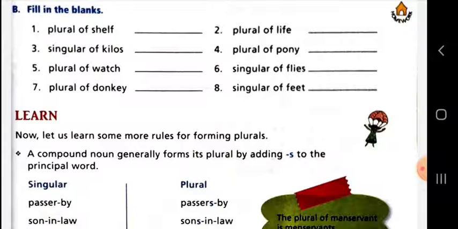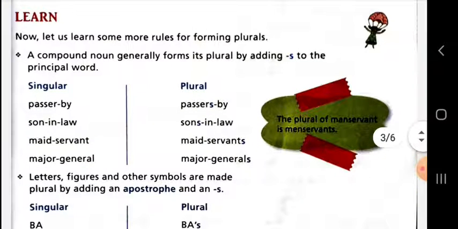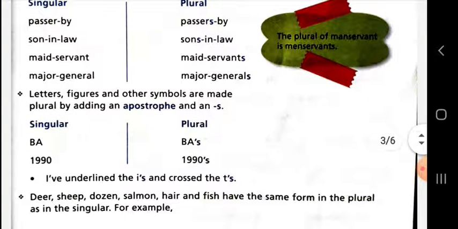One more point is given here. A compound noun is a noun which is made by two words or more than two words. Then you have to add S to the principal word. For example, father-in-law: the principal word is father, so you add S. The plural of father-in-law is fathers-in-law. Passer-by, passers-by. Son-in-law, sons-in-law.